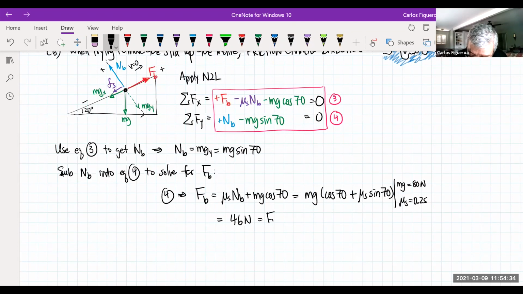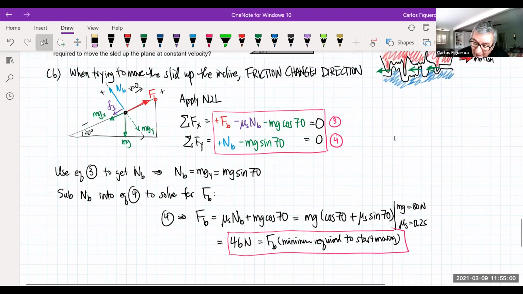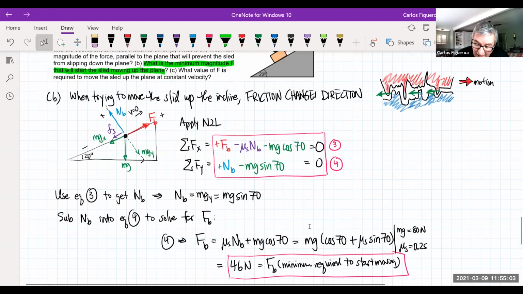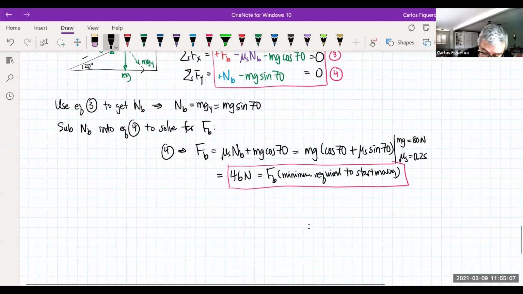And this is the force of B, and this is the minimum required to start moving. So I now have those two forces here. And what you're seeing in this scenario here is that, look at the two numbers here. We want to compare that F of A versus that F of B. And you could see that there's a fairly dramatic difference between the two.